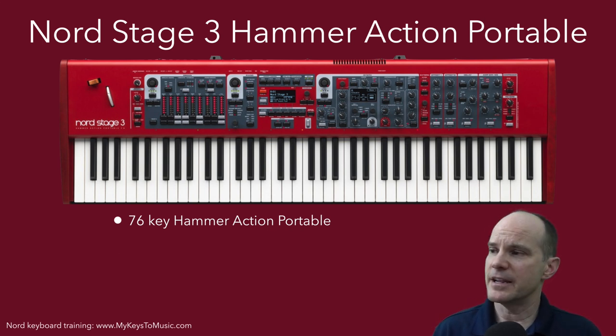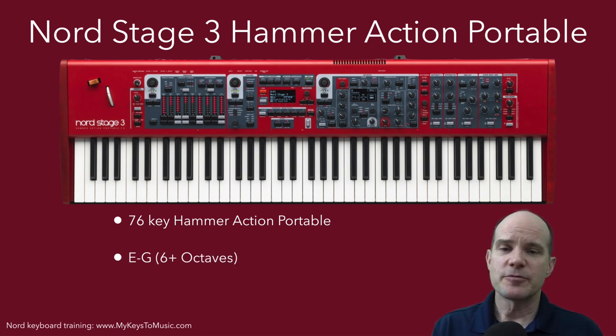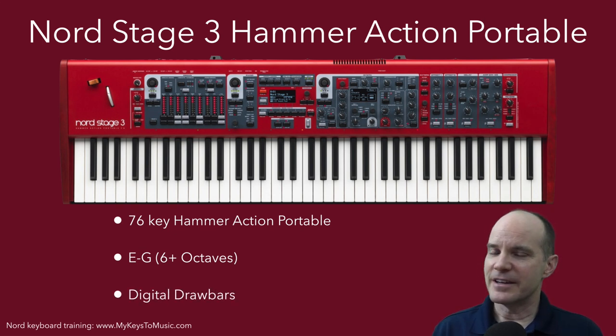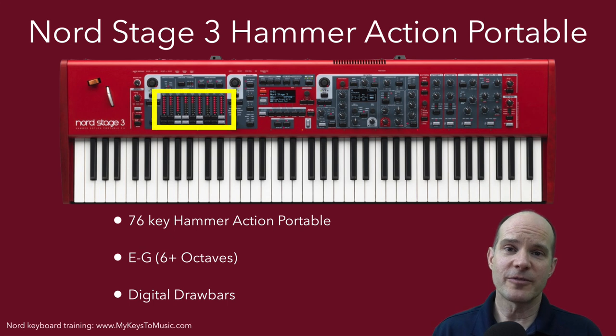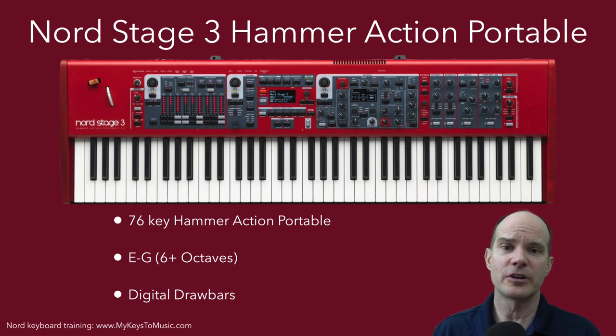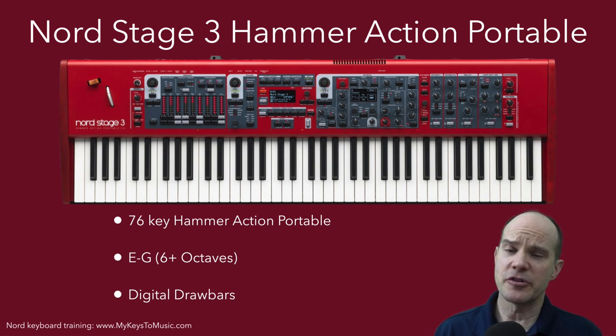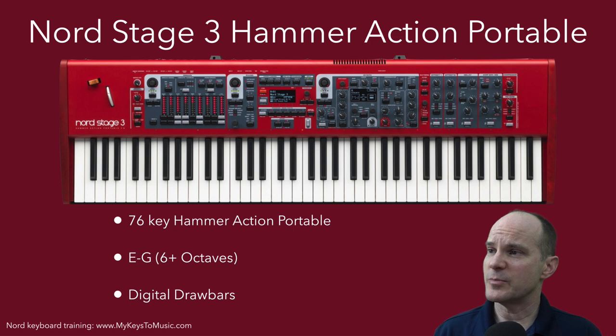But needless to say, that's how this comes. The keys range from E to G, and you get six octaves plus a little bit more, three notes to be specific. And it has the digital drawbars, which I personally prefer better than the physical drawbars, but I'm not necessarily a traditional organ person. I'm more of a synth player. And I wouldn't call myself a piano player either, but I do appreciate and love a good acoustic piano. But it comes with the digital drawbars. I really wish the Stage 3 Compact came with digital drawbars, but it doesn't.